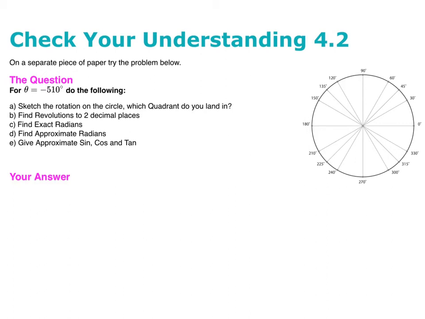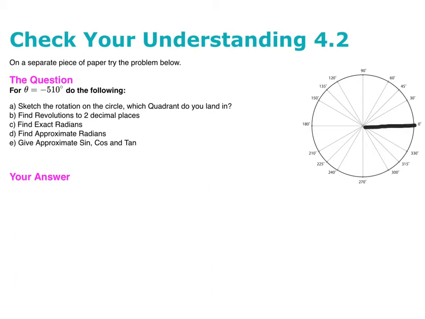So for this, check your understanding. How I would start is actually sketch on the unit circle the negative 510 degrees to see where you land. Remember, the negative means to go clockwise or backwards. And we are going to start right here in our sketching.